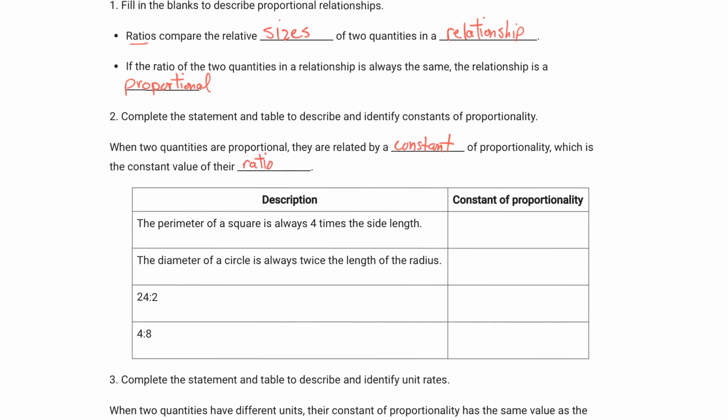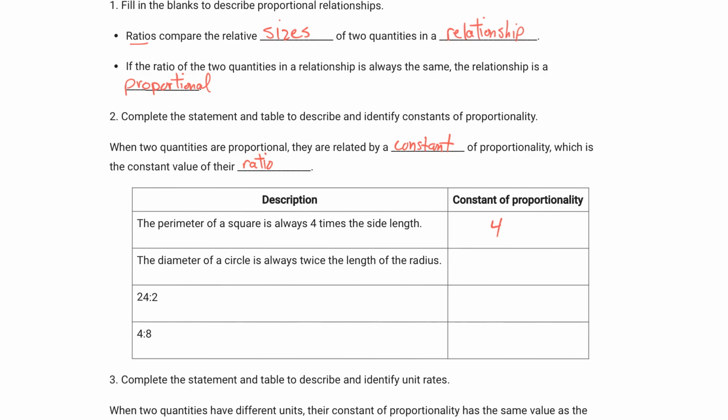So here we have a few examples. The perimeter of a square is always 4 times the side length. So the constant of proportionality is 4. That's the constant ratio of the length of one side to the perimeter of the entire square. The perimeter of the entire square is 4 times the side length.